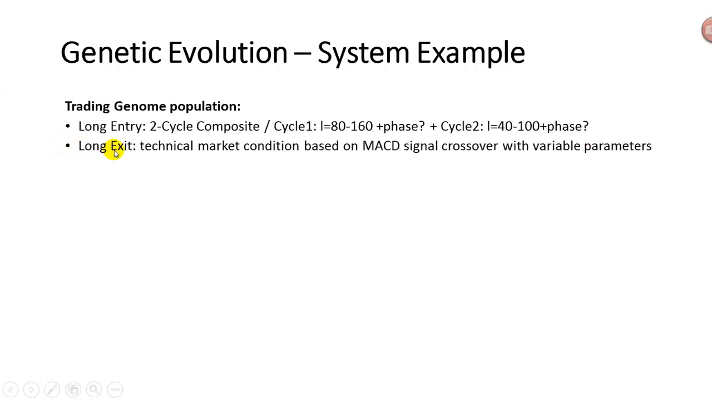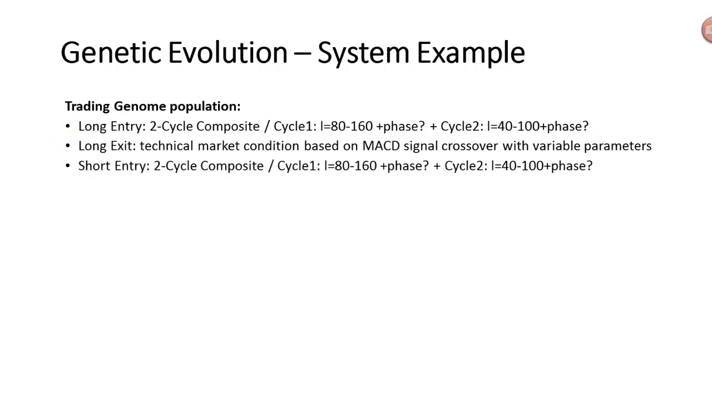Our exit is in addition based on the technical market condition, and we use a MACD signal crossover with variable parameters. So the length settings for the signal line and the normal line are variable and not fixed in this case. So we use a static cycle composite to enter the trades and the technical market condition to exit our trades if we have overbought market situations for long trades.